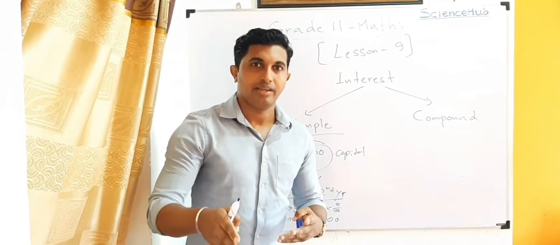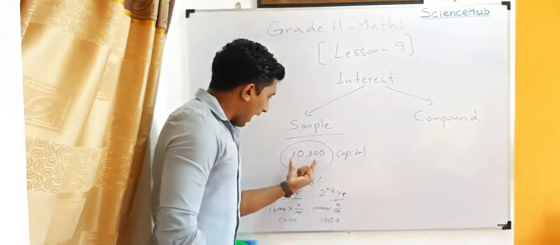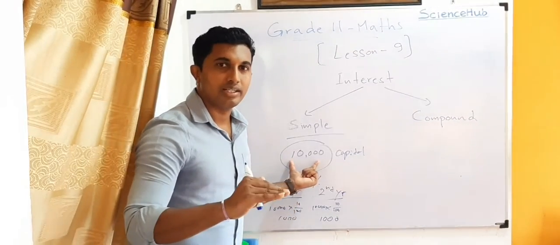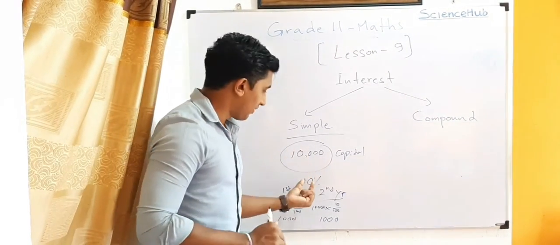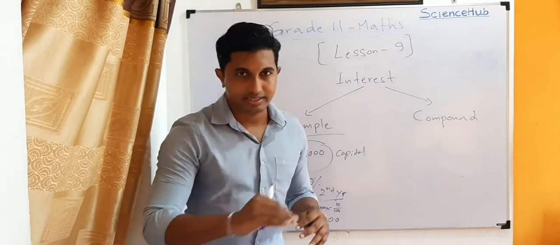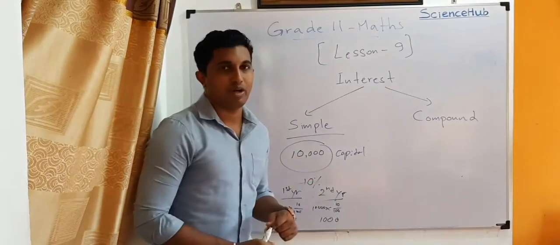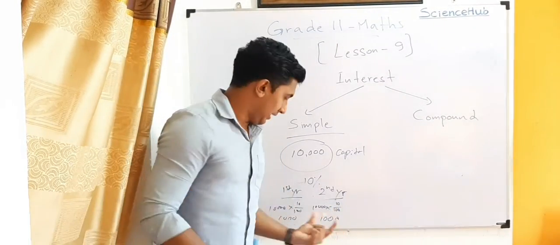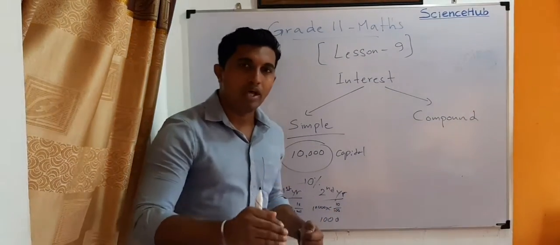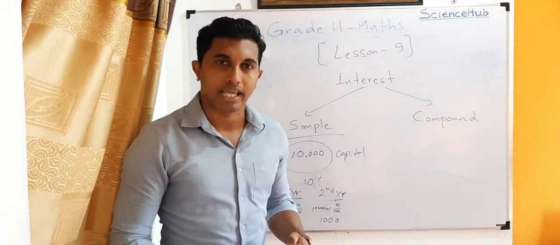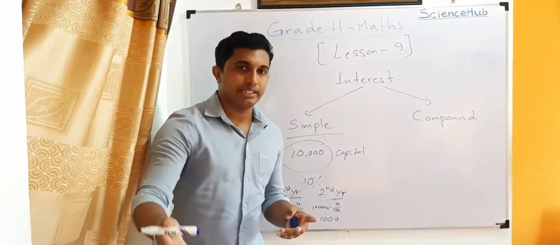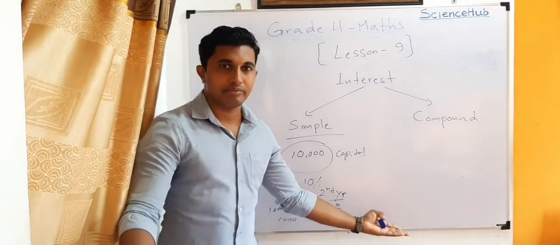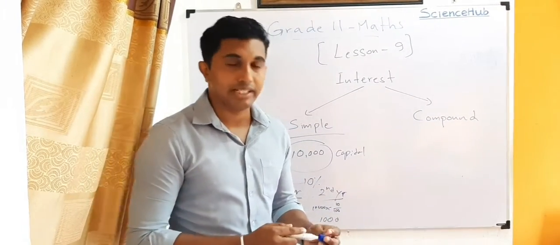Why? The thing is, the capital amount of money is not changed. The interest rate is stable and the capital amount of money is not changed. Therefore, you will get the same interest for every year, whether it is 4 or 5 years. It doesn't make any difference.